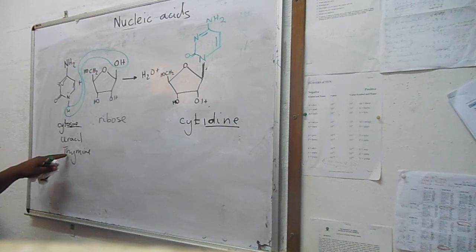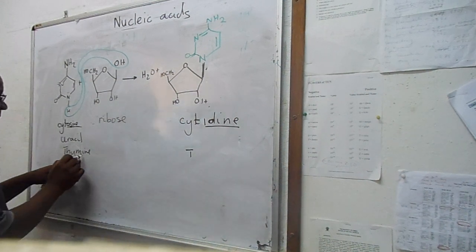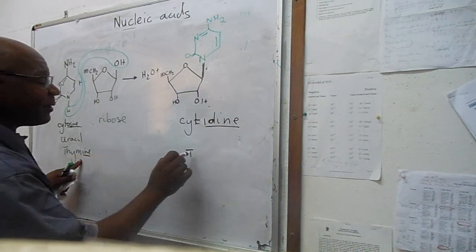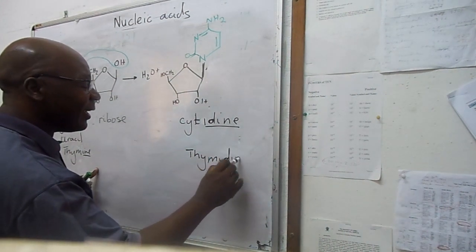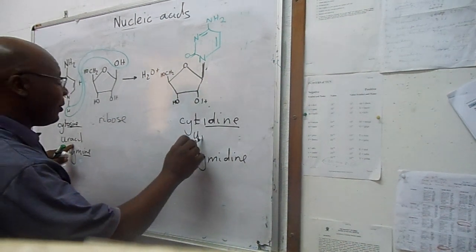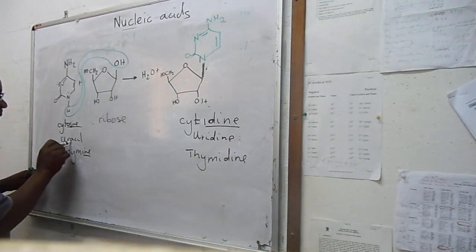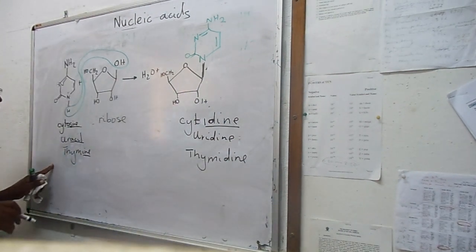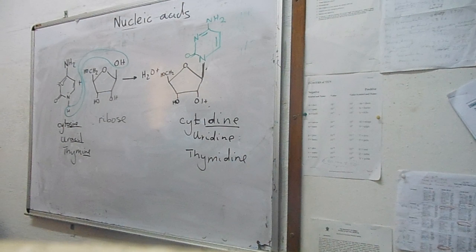For thymine, you again replace the -ine with -idine, thymidine. For uracil, it will be uridine. For uracil, you replace the -acil with -idine. Cytidine, uridine, and thymidine.